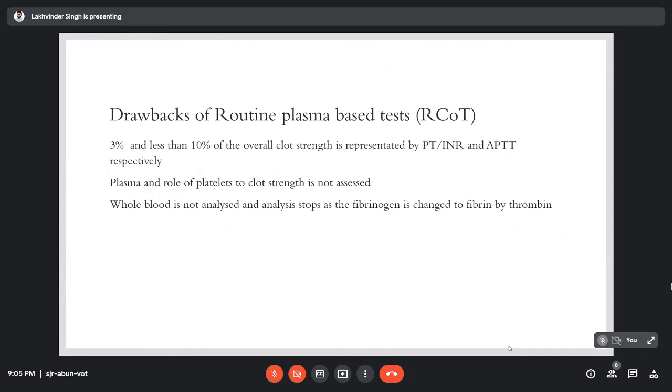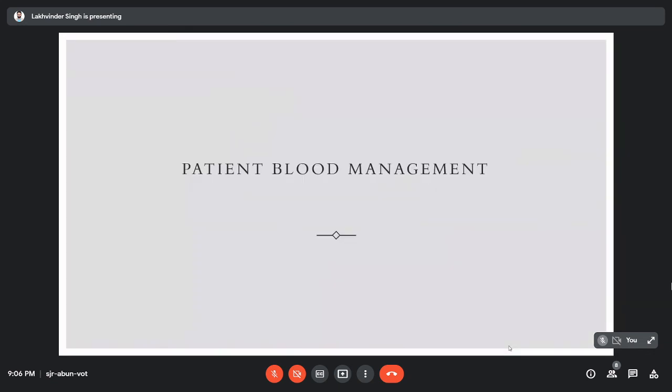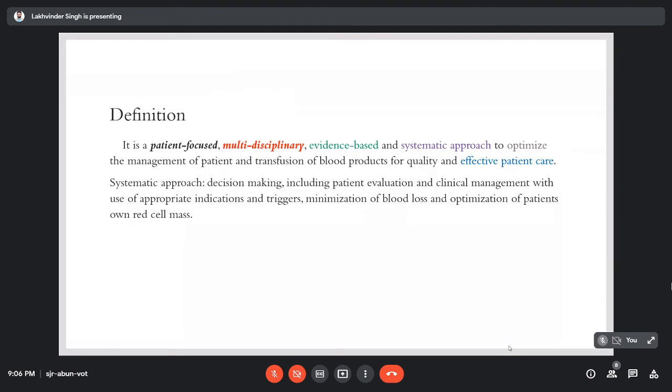The drawbacks are that routine plasma tests represent less than 10% of overall clot strength, because PT studies only the endpoint, the generation of thrombin. That's why they are not a good test for monitoring massive bleeding. The role of platelets in clot strength is not assessed, whole blood is not analyzed, and the analysis stops as fibrinogen is changed to fibrin by thrombin. But after that, fibrinolysis occurs. With thromboelastography, you can study the fibrinolysis also.